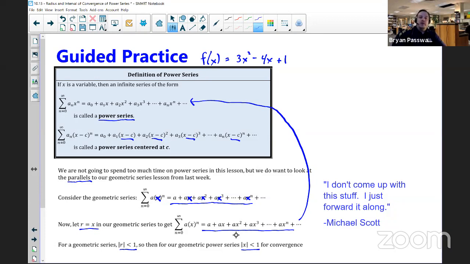Now, tomorrow, Tony's going to get us into the ratio test, and we're going to learn there's some other types of power series that we can look at that aren't going to be strictly geometric. And so this reasoning that we have, that absolute value of X has to be less than 1, is going to be a condition for geometric power series in particular.